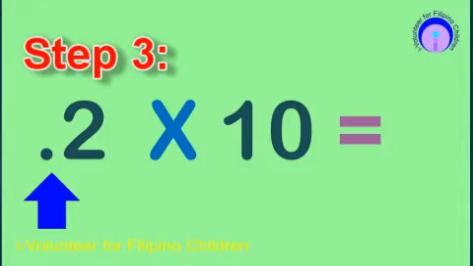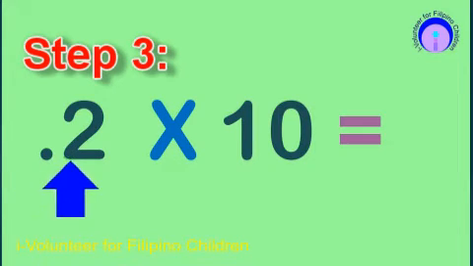We are now in step 3. We need to count the number of places for each problem. From this decimal point, we need to count the number of places to the right. There is only 1 decimal place to the right.